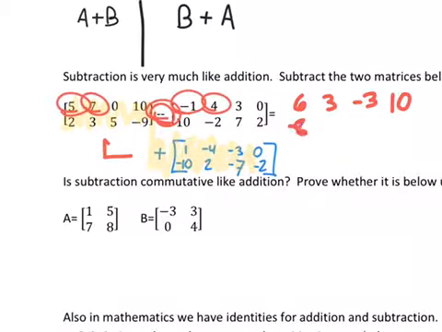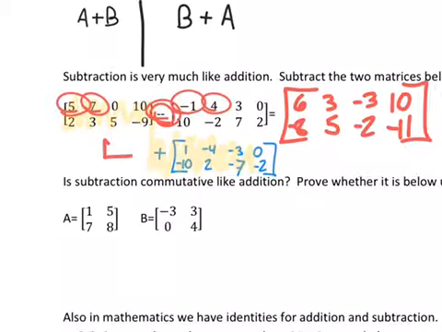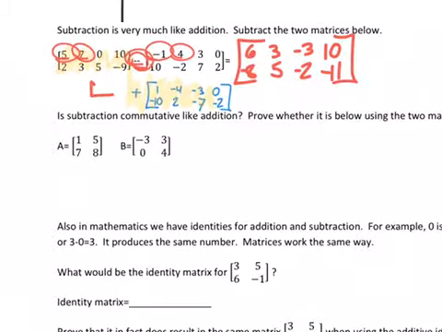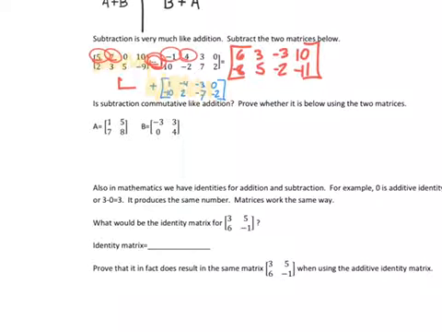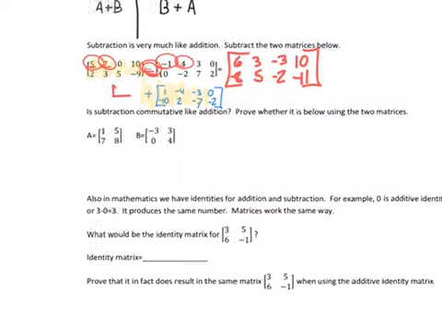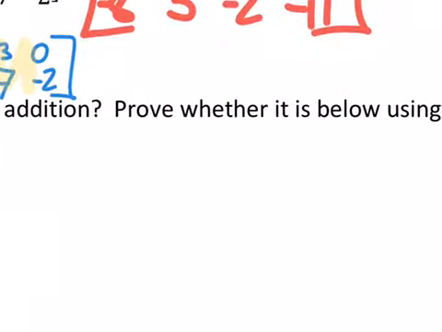Let's see, so negative 8, negative 2, and a negative 11. Now for this part here, it's asking, is subtraction commutative like addition? Prove whether it is below using the two matrices.